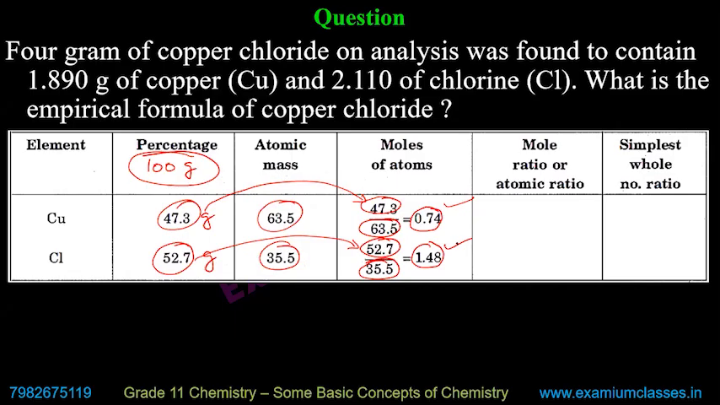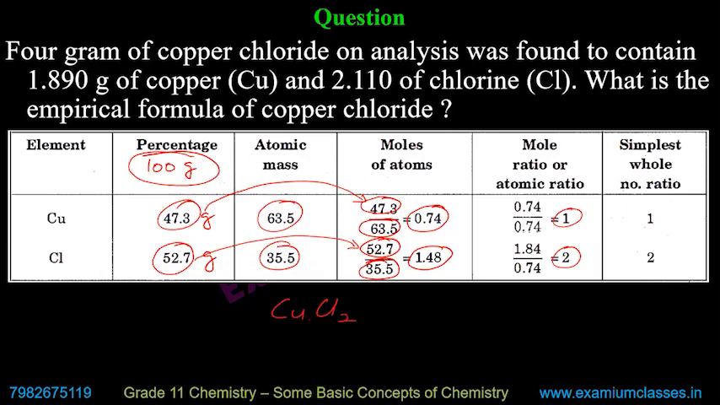Now, if you see, this is simply a 1:2 ratio. You divide the ratios by the minimum one. Minimum one is 0.74. So divide both by 0.74. You get 1, 2. It means the simplest ratio is 1:2, and the empirical formula will be CuCl2. Cu1, Cl2, the ratio is 1:2, but 1 is not written. So the answer will be CuCl2.